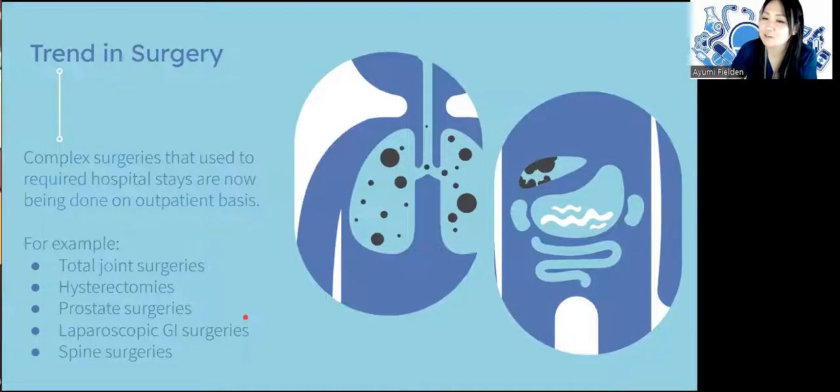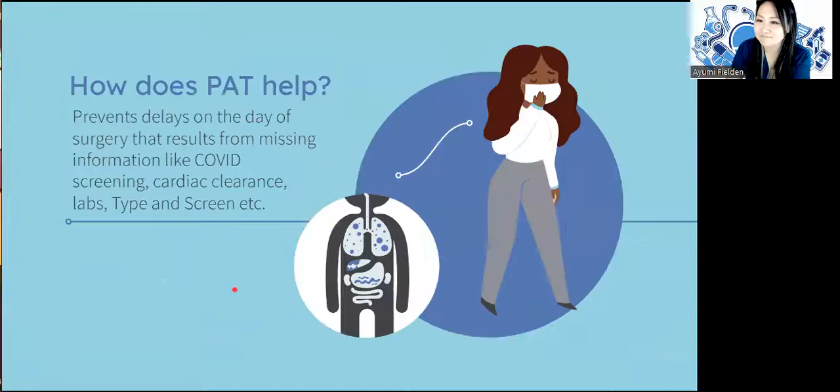So I said earlier that the trend in surgery is more complex surgeries being done on an outpatient basis. For example, total joints, hysterectomies, prostate surgeries, laparoscopic GI surgeries, spine surgeries, they're all done on an outpatient basis. So we need to make sure we can put the patient under anesthesia safely.